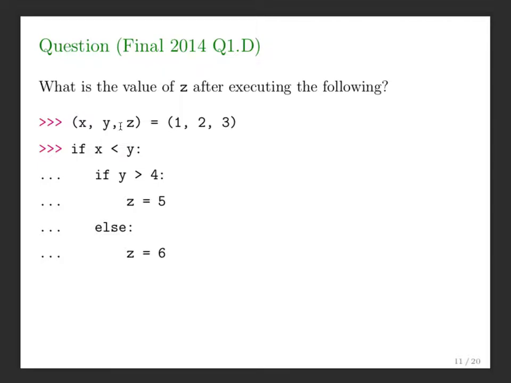So x is 1, y is 2, z is 3. So if 1 is less than 2, does that trigger? Yes. It'd be better if that was more resounding. But this passes, so we now enter the code. Is 2 greater than 4, which fails, so the else gets triggered, which sets z to 6. So z gets 6, not 3.